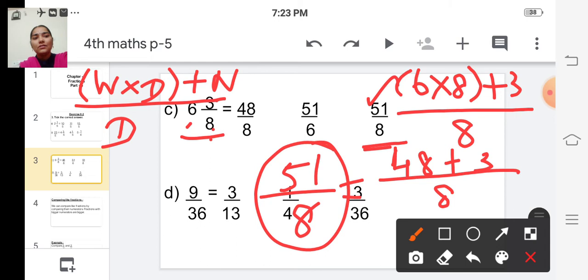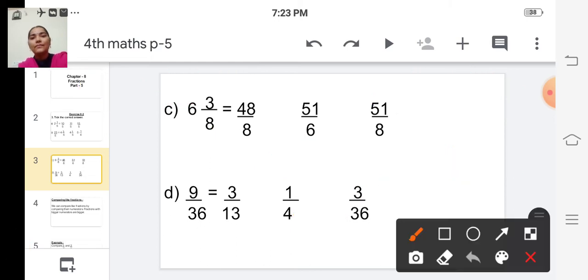Yes. So the next one, here, 9 divided by 36. So here we can cancel out the common multiples, isn't it? So out of 9 we can cancel out 9 divided by 36.